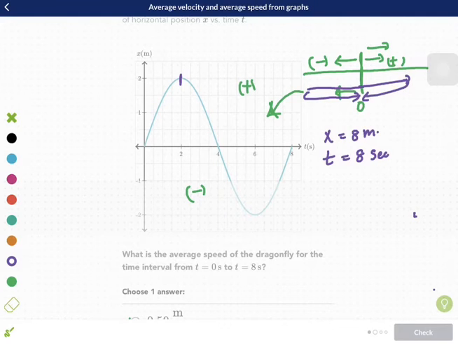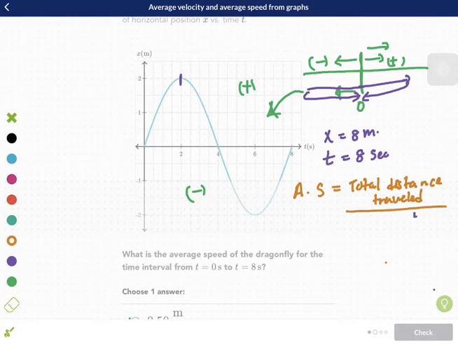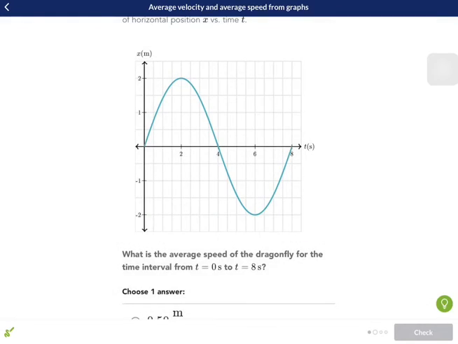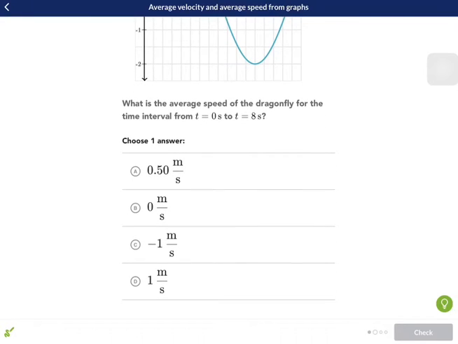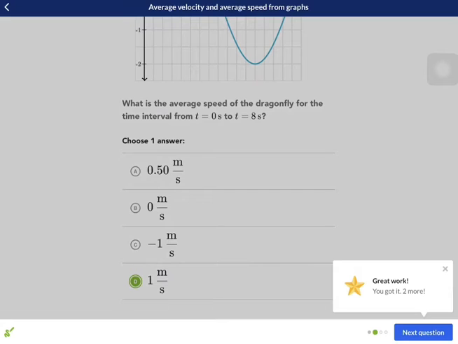So they are asking us the average speed. Average speed equals total distance traveled divided by total time. The total distance is 8 meters, the total time is 8 seconds. So the answer will be 1 m/s. So let's check the answer. Okay, the answer is right.